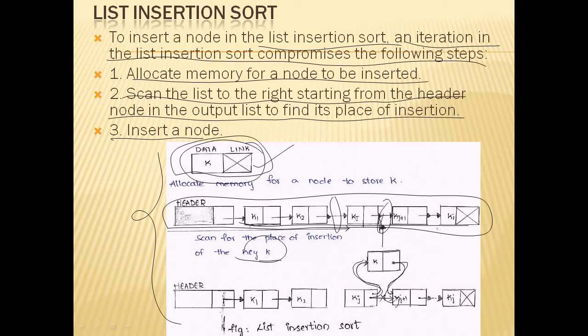Here we are not discussing the logic, just the process and how it is implemented. I am repeating: first we allocate memory for the node. Then scan the list to the right, starting from the header, to identify where to insert that element. Then we insert it.